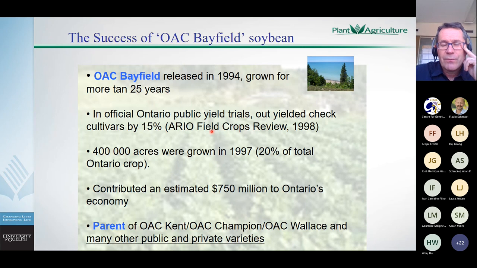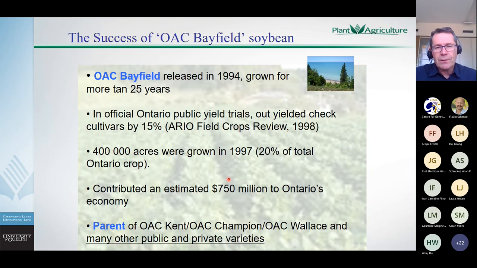So in the official Ontario public variety trials, this cultivar outyielded the check cultivars by 15%, which is unusual. At the peak of its growth, it was grown on 400,000 acres in 1997, which was 20% of the total Ontario soybean crop. And it contributed $750 million to the Ontario economy alone as a single cultivar. So that tells you the reason why we were particularly interested in what's so magical about this cultivar genetically that has led to such impact and profit, and you name it.